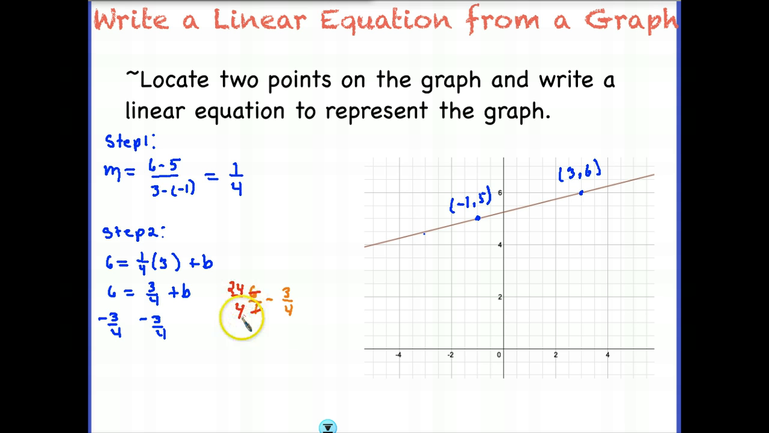And double check your work. 24 divided by 4 is 6, so that works out great. 24 minus 3 then is 21. And we keep the denominator the same when we're subtracting. So over here, 6 minus 3/4 gives us 21/4, and that is what our b equals. And for our final step, we just need to rewrite the equation in slope-intercept form. And we would have y equals our slope we found up here to be 1/4 x plus 21/4.